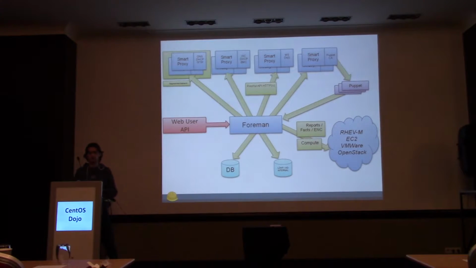So Foreman only needs to talk to a smart proxy, and the proxy itself can live in an entirely different data center with different networks. Each proxy can have different features. I mentioned DNS, DHCP, TFTP, Puppet. There are different options, and it can talk to compute resources.